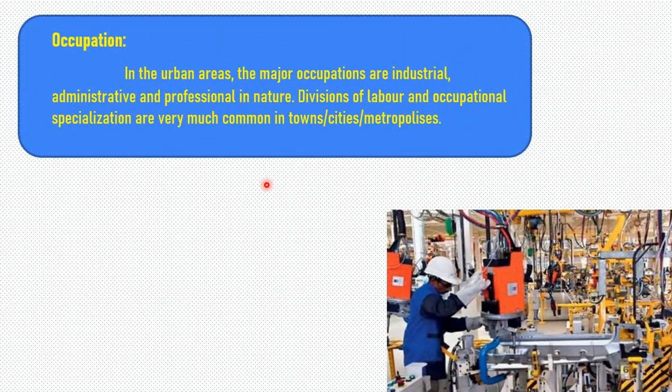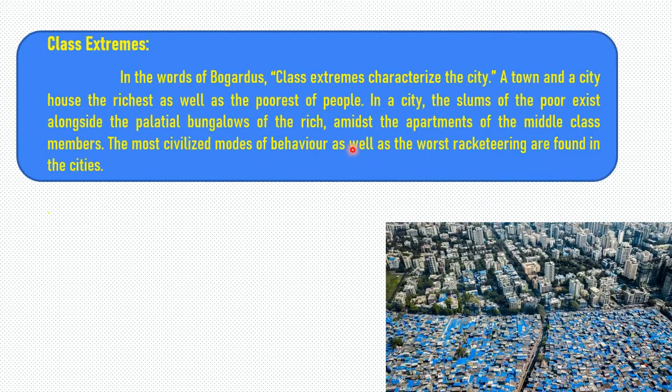When it comes to the occupation, we have already understood that the people living in an urban community are much involved in non-agricultural jobs, which could be in a manufacturing sector or an industrial sector, or they could be administrative professionals, or they could be a part of a construction sector. Divisions of labor and occupational specializations are very common in an urban setting.